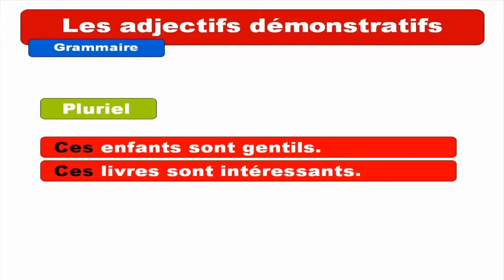And then the second example. Ces livres sont intéressants. Okay? And in this case as well, you can hear this small link between sont and intéressants. Sont intéressants. Okay? So let's repeat it together. Ces livres sont intéressants. Repeat. Ces livres sont intéressants.